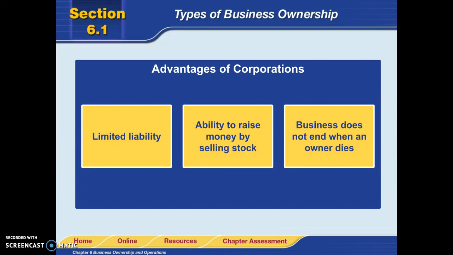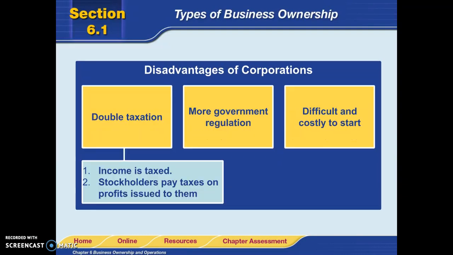Advantages of corporations are the limited liability, the ability to raise money by selling stock and publicly trade, and also the business does not end when an owner dies, because there are many owners. A new investor could come in and take the place of the owner that had passed. Thus, the business can go on with business processes as usual.